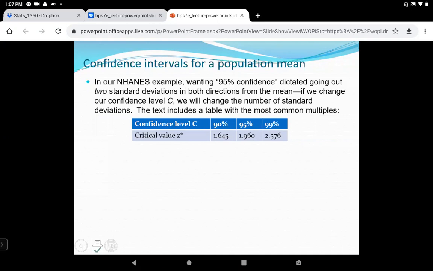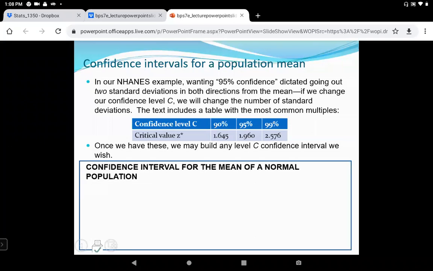If you read down the columns, then what you're understanding is that for a 90% confidence interval, the critical Z-score is 1.645. For a confidence level of 95%, the critical value Z-star is 1.960. And for a confidence interval of 99%, the critical value Z-star is 2.576. Once we have these, we may build any level C confidence interval we wish.